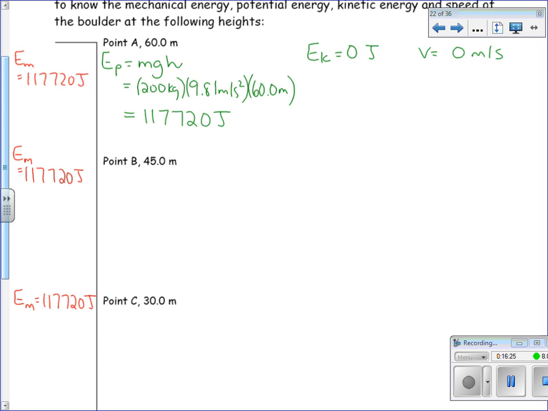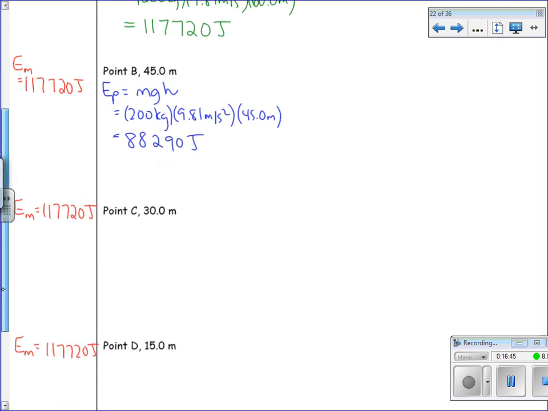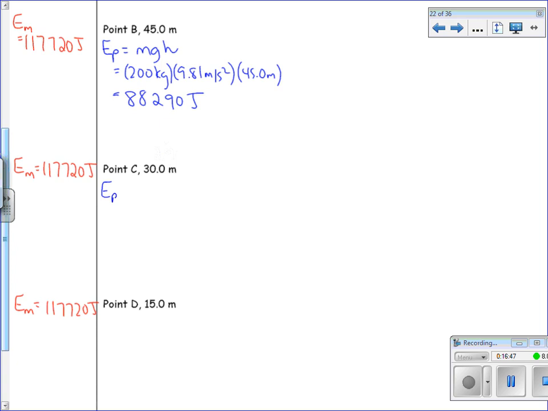So at each point here, we can find the potential energy by just doing m times g times h, so 200 kilograms times 9.81 times the height. So in this case, it's 45.0 meters. So this gives us 88,290 joules. So we'll find the potential energy at point C as well.